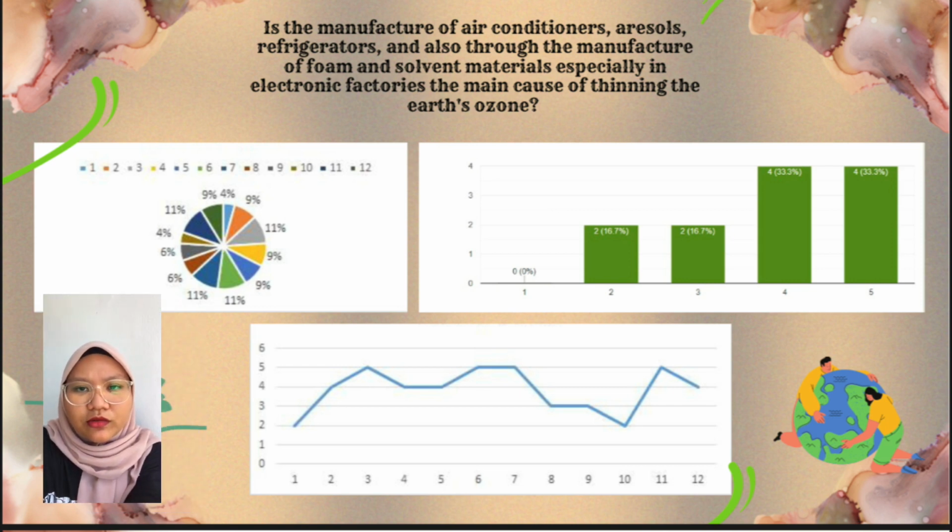Okay, now the second question. We can see from the question, this bar chart is almost the same. 60.7% disagree and neutral, while 33.3% agree and totally agree. It's the same percent, of course. We can also see the pie chart and line chart.